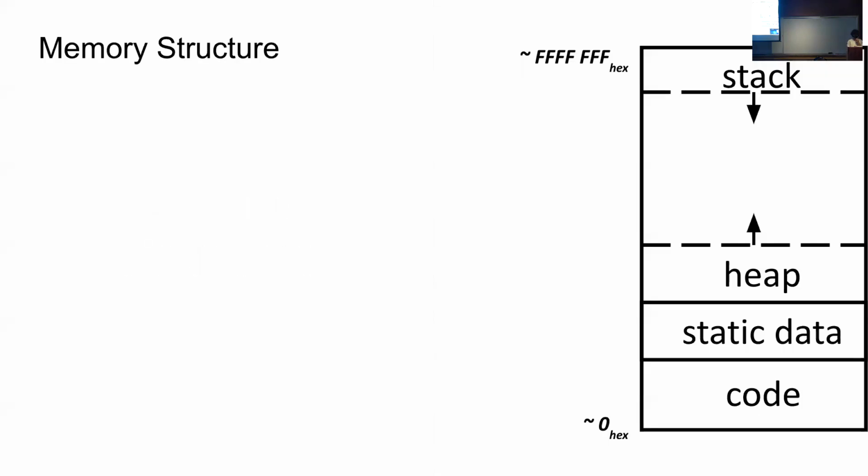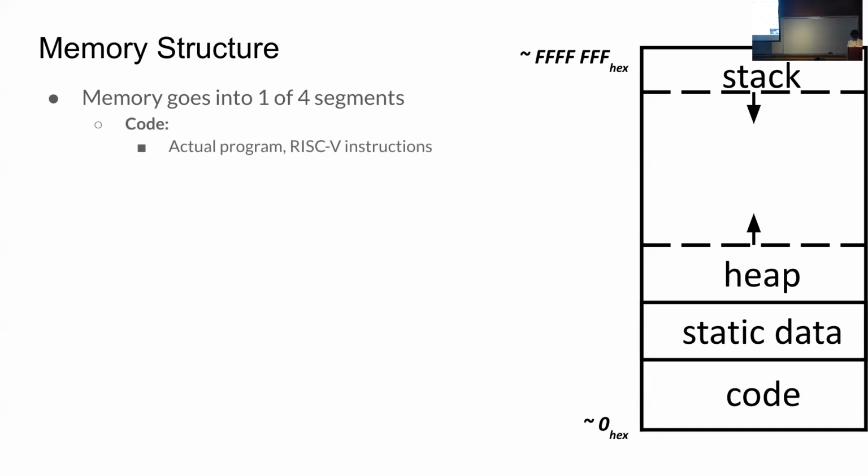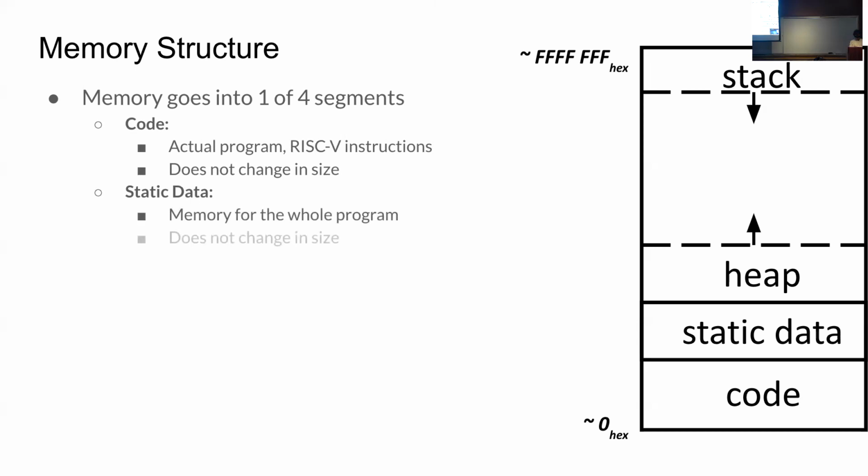So let's talk about memory structure. Our memory structure in C is where we store which variables. That's the basic idea. And we have 4 different segments. One of the 4 segments is code. This is your actual program. It will be filled with, let's say, RISC-V instructions. It doesn't change in size over the course of the program. And another segment is our static data, right? This is our memory for the entire program. It doesn't change in size either. It's static. The size is static.